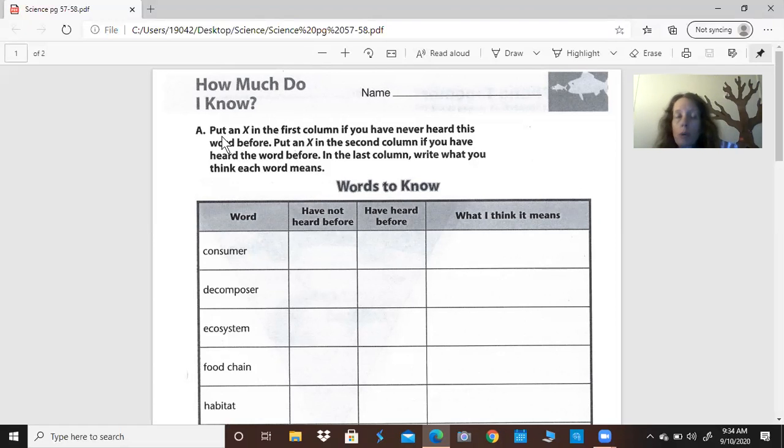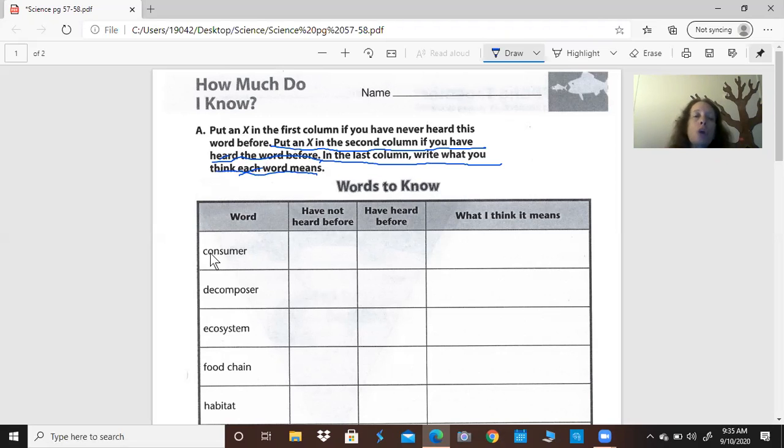Everybody read the directions. I need everybody to look up at the directions. Are you ready? Be a good reader. You're a teacher and a student. Here we go. Put an X in the first column if you have never heard this word before. Put an X in the second column if you have heard the word before. In the last column, write what you think each word means.